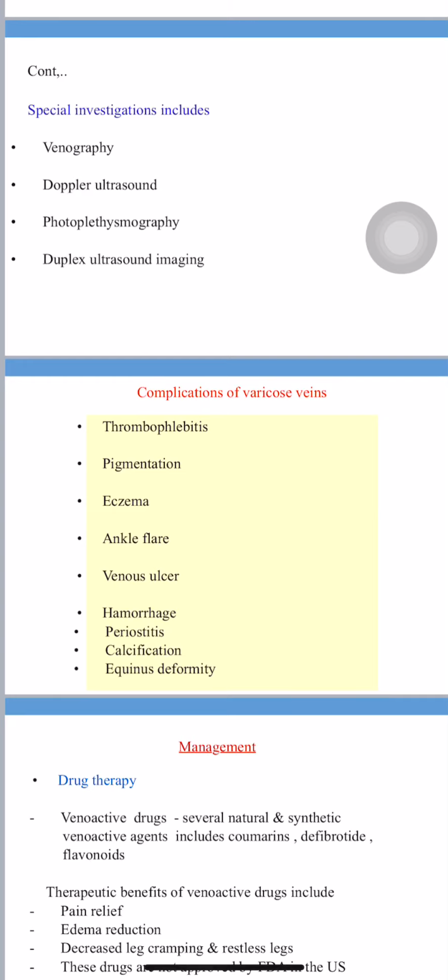Next is ankle flare, another complication of varicose vein. Next is venous ulcer. This results more often from deep vein thrombosis than from varicose vein. Next is hemorrhage from a ruptured varicose vein, which is not common. Such hemorrhage may be external or internal in the subcutaneous tissue. This may follow minor trauma, and the hemorrhage is usually profuse.